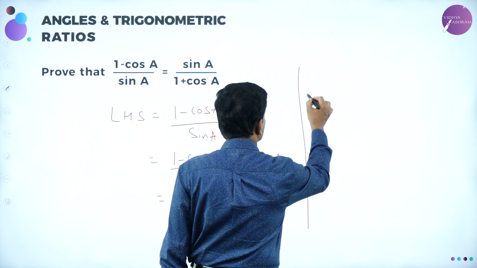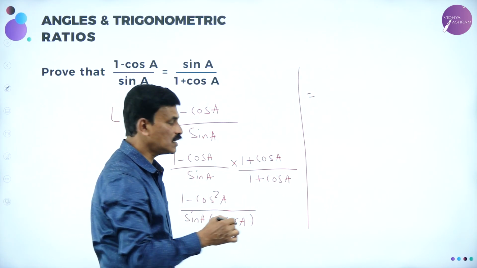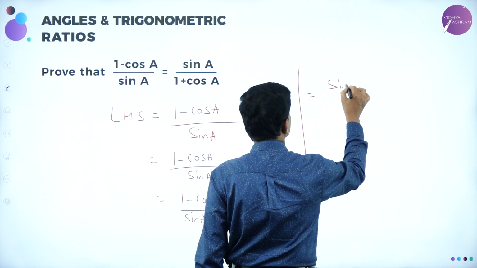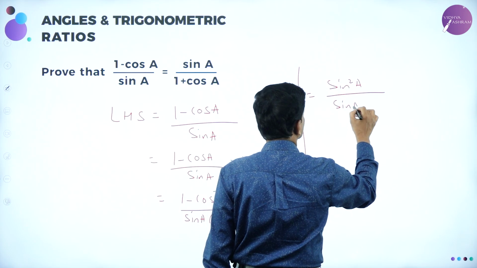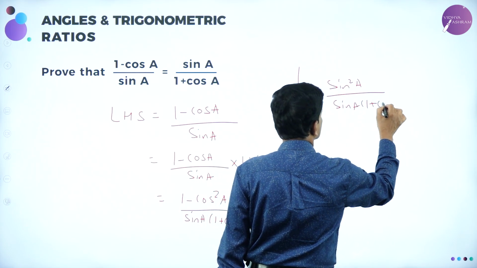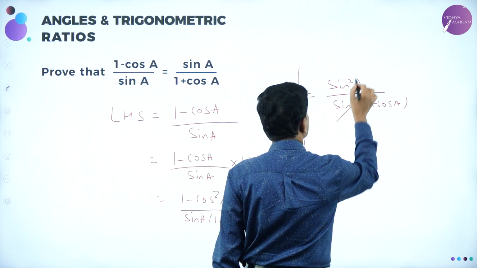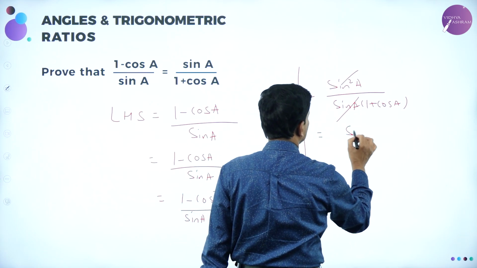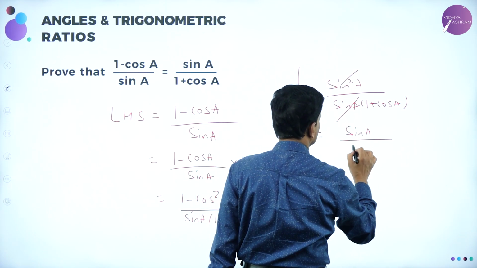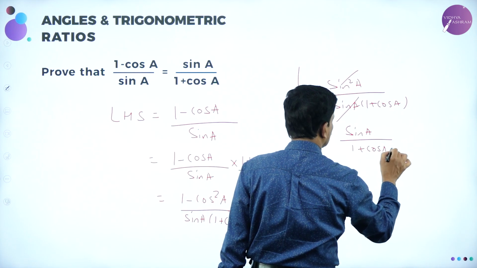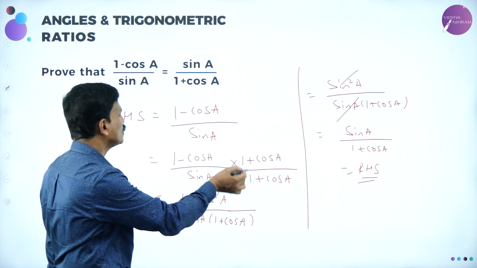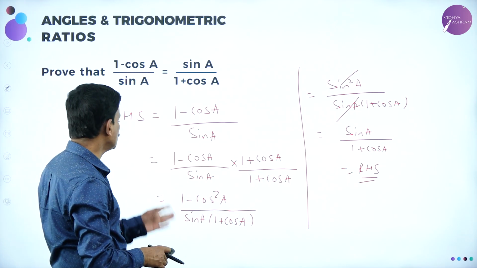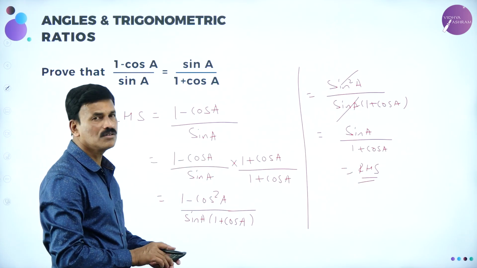Now 1 minus cos square, you know what is the formula for 1 minus cos square? 1 minus cos square is equal to sin square A, divided by sin A into 1 plus cos A. Now here sin and sin get cancelled. What is remaining in the numerator is sin A divided by 1 plus cos A, which is the required RHS. Just take LHS, rationalize the numerator, you will get the answer.